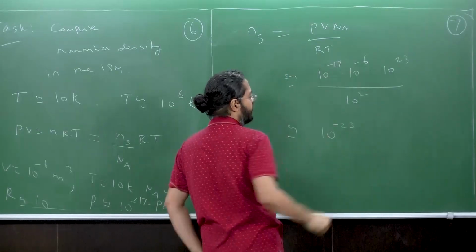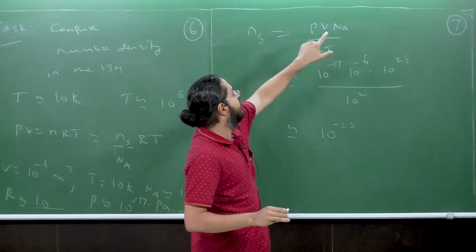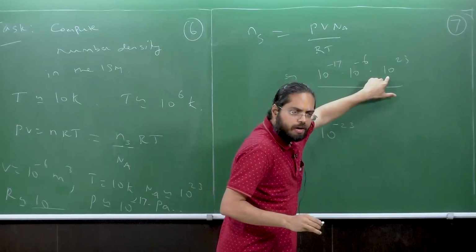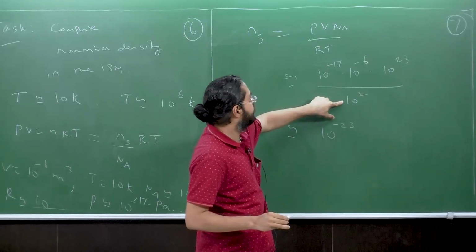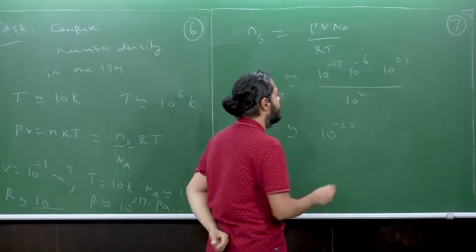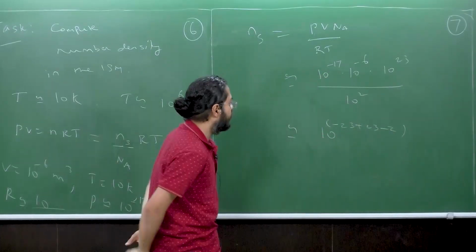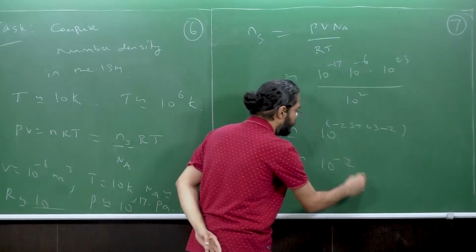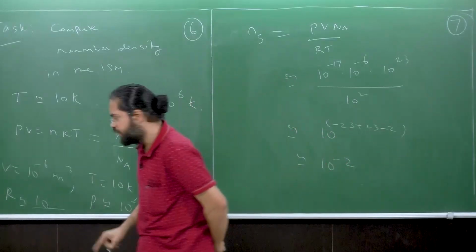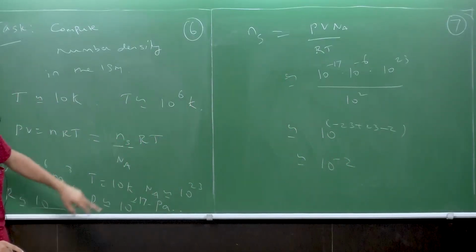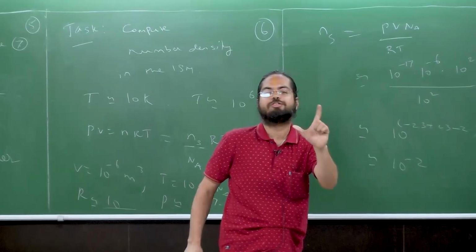Are we all clear about what we're discussing? Pressure is going to be this many pascals. This is the volume element, this is the Avogadro constant, and this is the RT factor. So this is going to be 10 to the power minus 23 plus 23 minus 2. What is this going to be? Approximately 10 to the power minus 2. So if we choose the value of pressure to be 10 to the power minus 17 Pascal, what do we get to be the number density? 10 to the power minus 2.